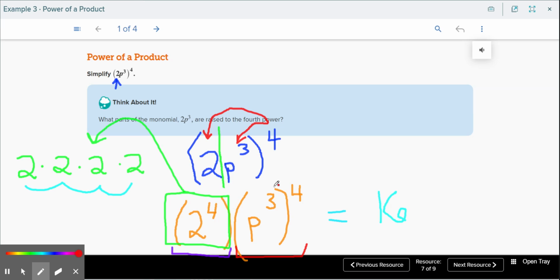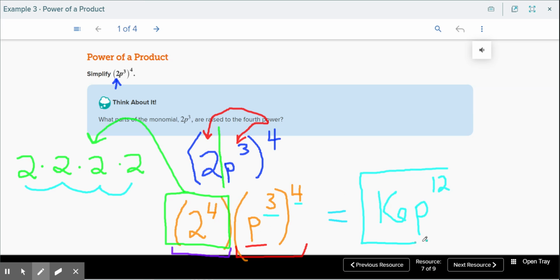On the right side here, we have p to the third. Again, that base number is going to stay the same. So when we write up our answer, our base number here is still going to be p. And we have a power of a power. And whenever we have that double exponent there, we multiply those together. So our exponent here would be 12. That gives us an answer of 16p to the 12th.